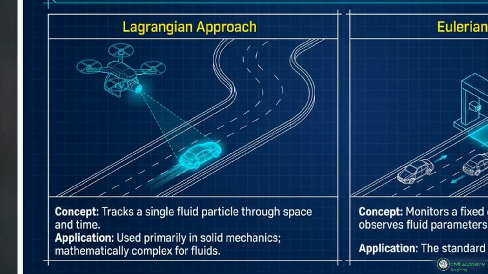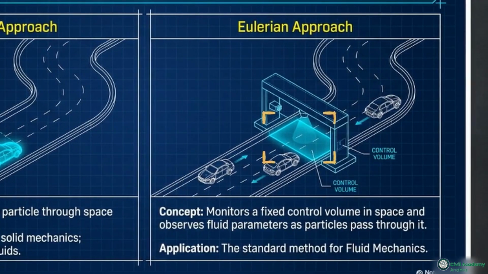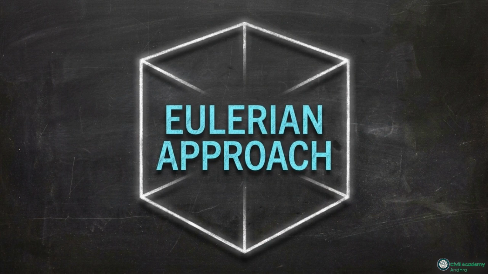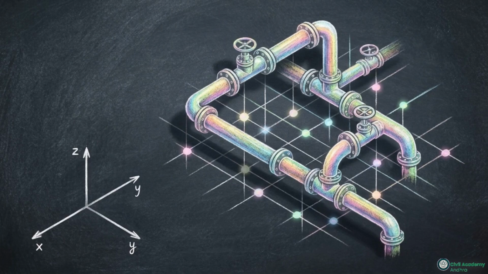This diagram illustrates the alternative. On the left, tracking an individual car represents the Lagrangian method. On the right, the Eulerian approach fixes a control volume in space, like a toll booth. We observe fluid parameters strictly as particles pass through our designated boundary. For all fluid mechanics problems you encounter on the AEE or GATE exams, this Eulerian spatial control volume is your default operational framework. By abandoning the chaos of tracking individual particles and adopting a fixed space, engineers gain the ability to systematically diagnose any fluid system using reliable spatial and temporal coordinates.